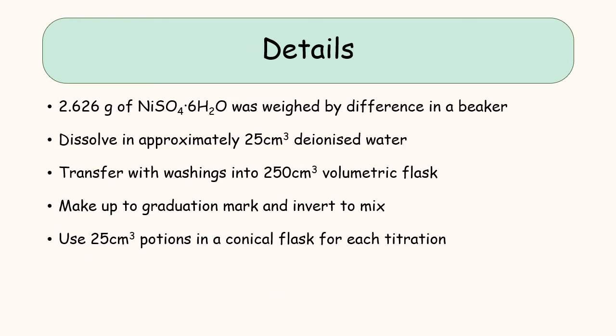So the details that I'm going through, this is going to be a worked example. We weighed out 2.626 grams of nickel sulfate hexahydrate, and it was dissolved in water, made up to a 250 ml solution in a volumetric flask, following our standard procedure. From this 250 cm³ solution, we were using 25 cm³ portions, or aliquots as they're sometimes known, to do each titration.